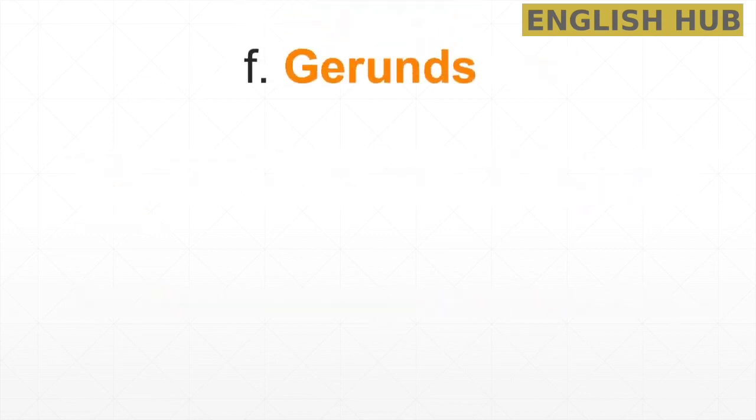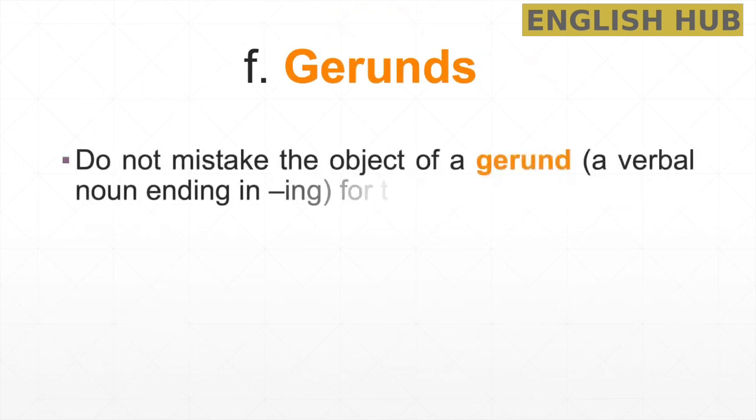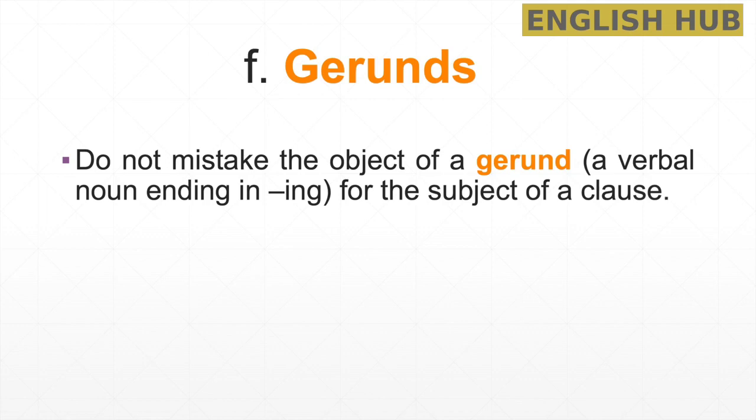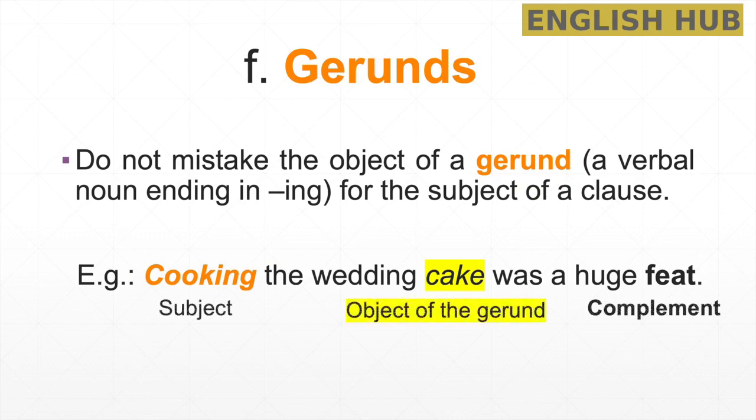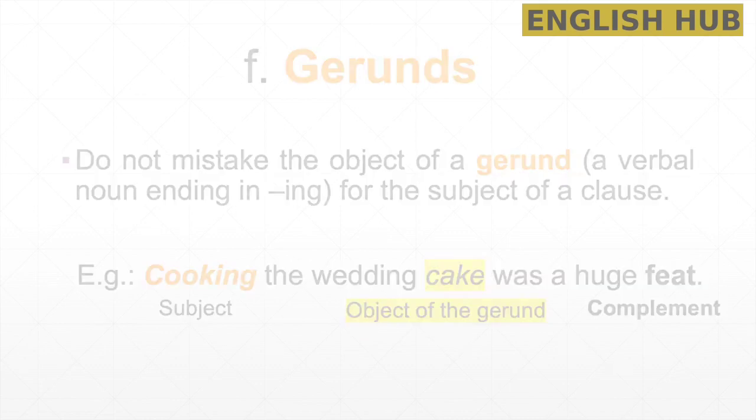Now let's focus on gerunds. Do not mistake the object of a gerund, a verbal noun ending in ing, for the subject of a clause. Now, if we take a look at this example, the gerund cooking is serving as the simple subject. Cake is the object of the gerund cooking, and feet is the complement.